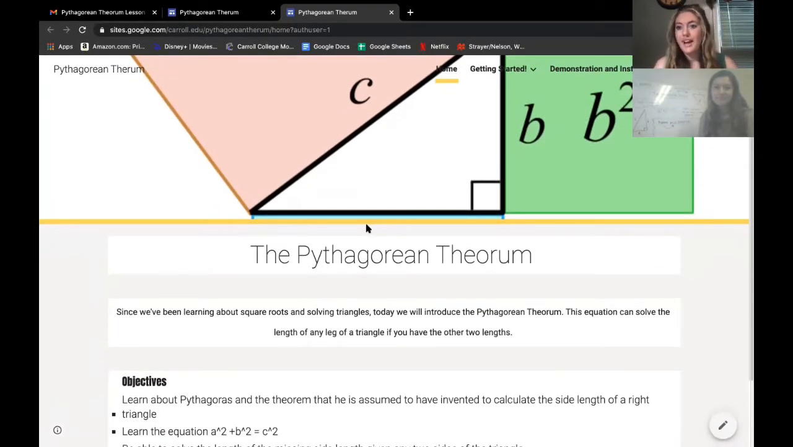First of all, we have the Pythagorean theorem. Since we've been learning about square roots and solving triangles, today we're going to introduce the Pythagorean theorem. This equation can solve the length of any leg of a triangle if you have the other two lengths. It's one of the best equations, in my opinion.